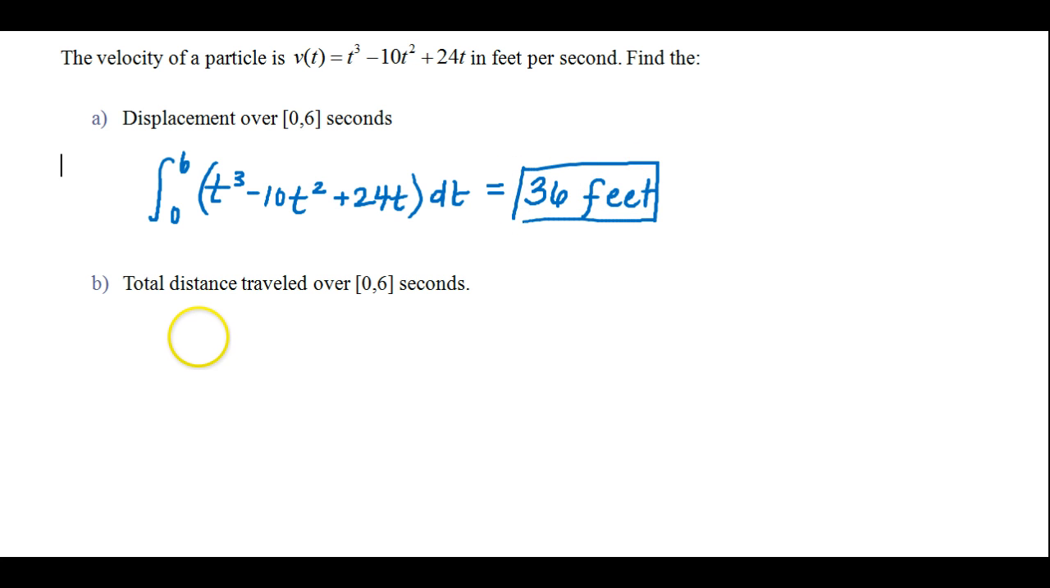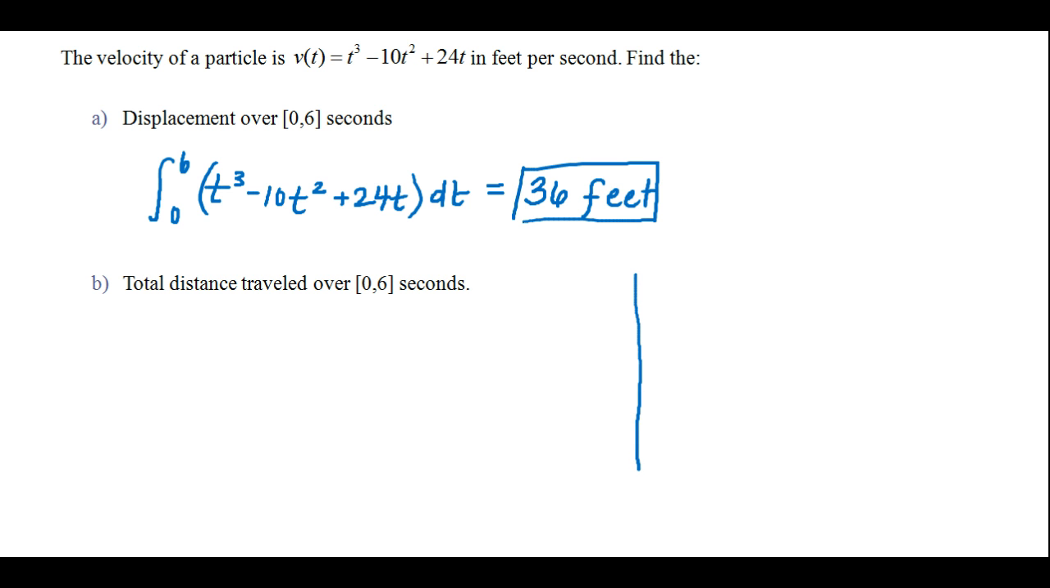Now, the difference in part B is that I'm being asked to find the total distance traveled. So here I want to make sure that I'm considering if any part of the function goes below the x-axis on the interval from 0 to 6. And the question becomes, how do I know that? Do you know how to graph t cubed minus 10t squared plus 24t? Well, the nice thing is that we don't need to know explicitly how to graph this. I'm going to graph it just to show exactly what's going on here.